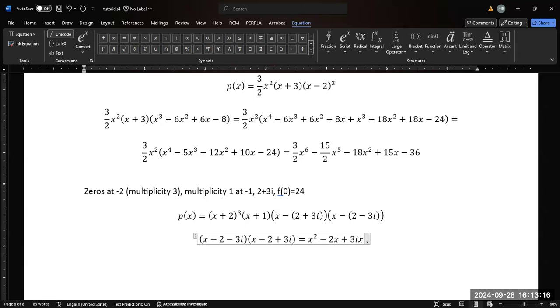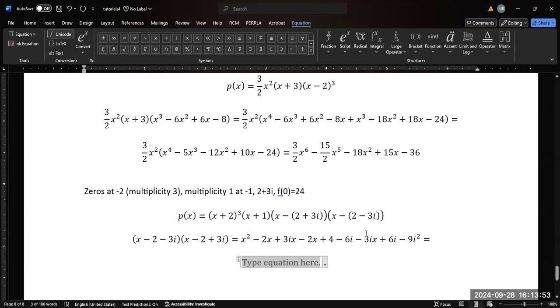3ix. And then minus 2 times everything, so minus 2x. Minus 2 times minus 2 is plus 4. Minus 2 times 3i is minus 6i. And then minus 3i times x is minus 3ix. And minus 3 times minus 2 is going to be plus 6i. And then minus 3i times positive 3i is minus 9i squared, which of course i squared should be replaced with minus 1. But what you'll see here is that all of the i terms cancel.